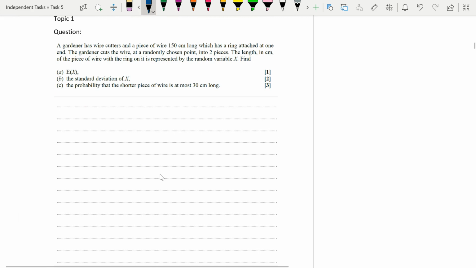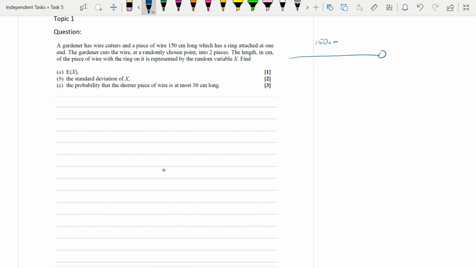Okay, so question 1, we had a uniform distribution. A gardener has a piece of wire that's 150 centimeters. So there's my wire, it's 150 centimeters long, with a ring attached to one end. So see the ring's over here. The gardener cuts the wire at a randomly chosen point into 2 pieces.